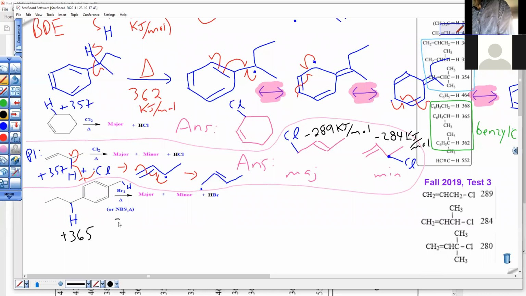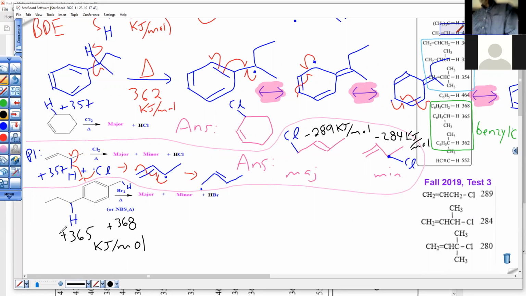Which one happens faster? In general, it's the one that's more negative. Okay, these are both positive, both kilojoules per mole, but which one's closer to 0? Which one's the lower number? That covers everything. Lower number happens faster. Negative 289 is lower than negative 284. 365 is lower than 368. It will happen faster. Whether we're talking about breaking or making, the lower happens faster. I think that was helpful.